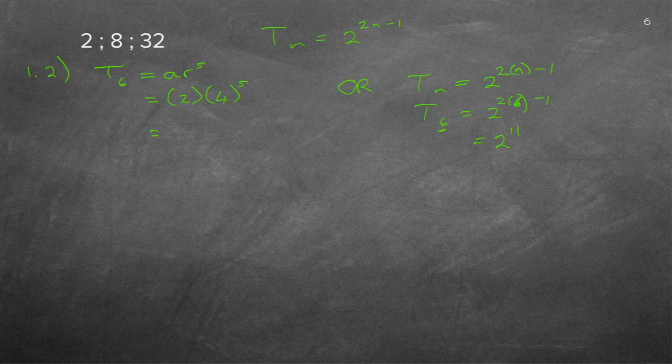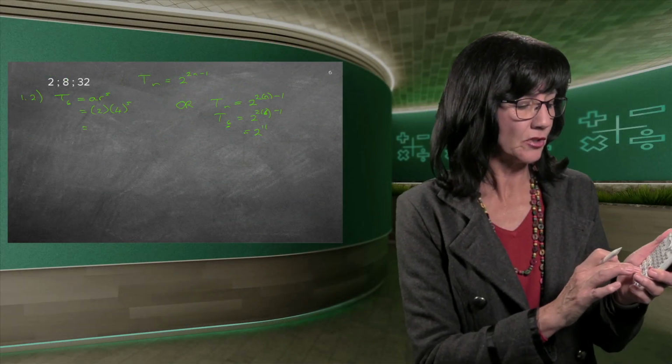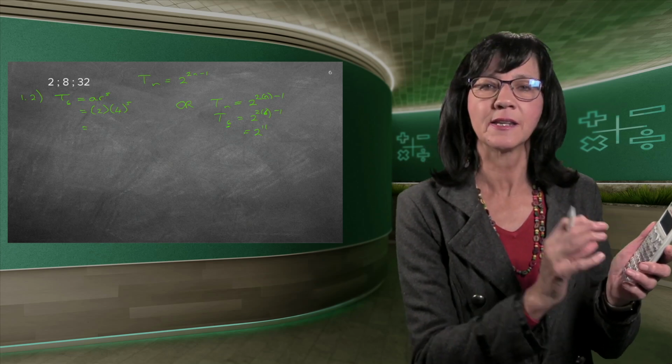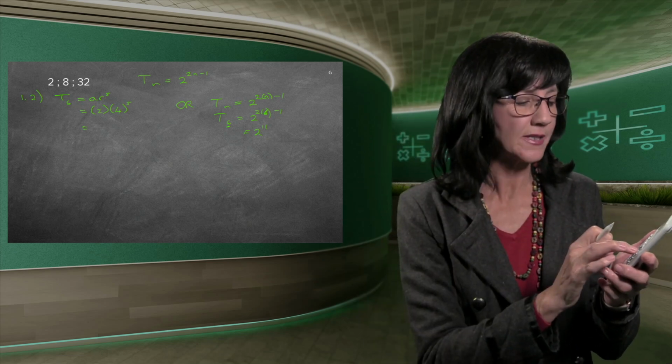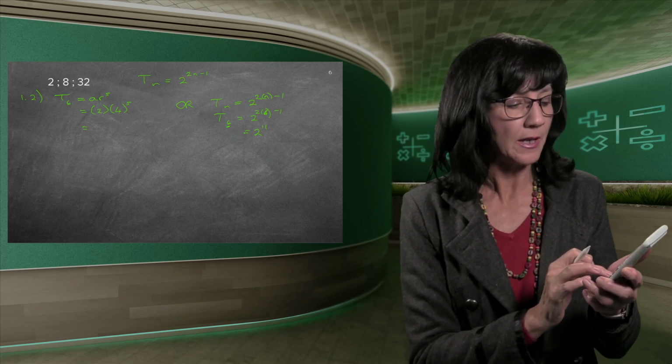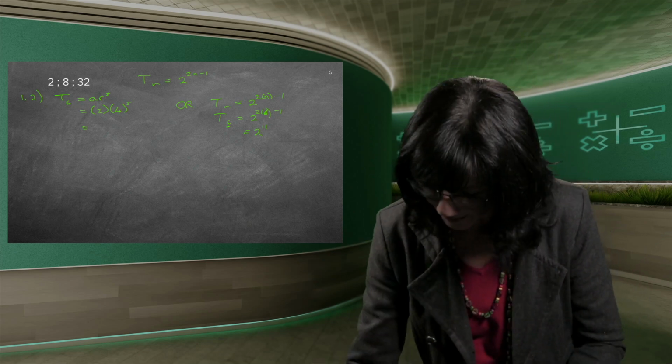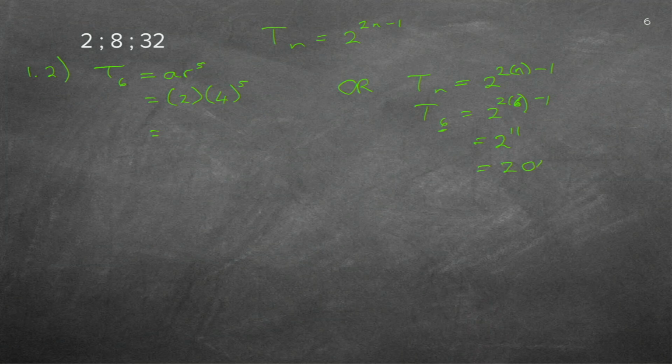Just to make sure you can do it on your calculator, you press 2, and then there's a little button that says x to the power of a little block. You press that block, you want the power of 11, and you press the equal sign, and that will give me 2048. If you click all of those on your calculator, you'll see you get exactly the same answer, 2048. So that is then your sixth term.